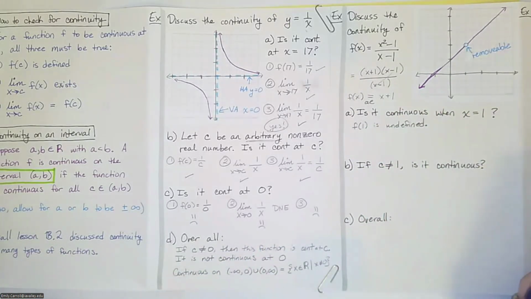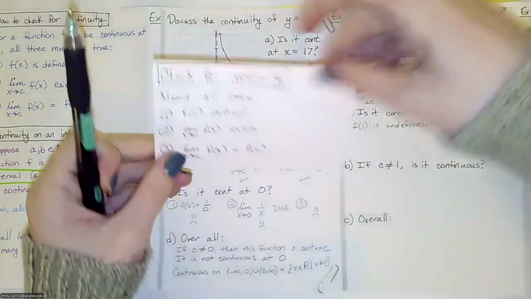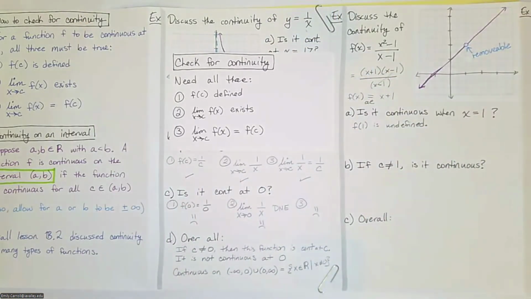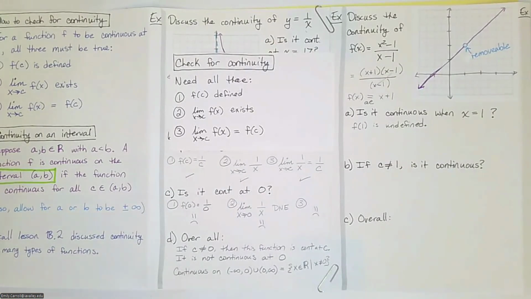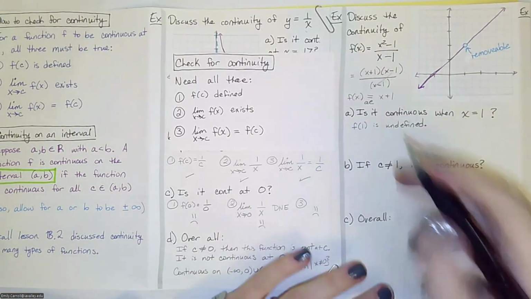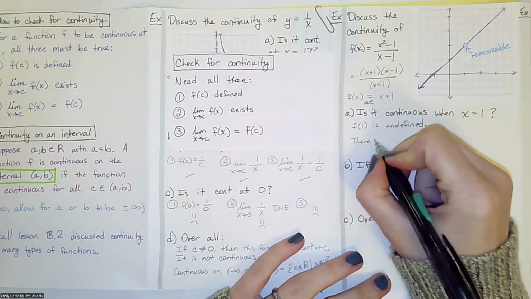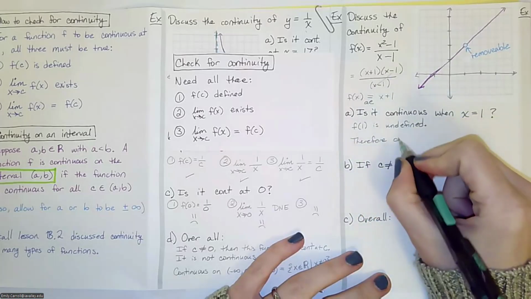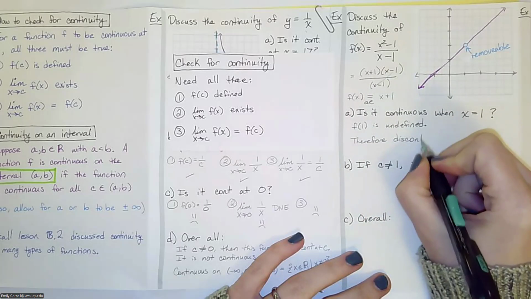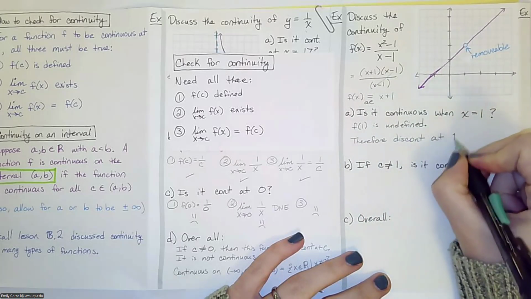Okay, so because we just broke one of the three checks, and I had an index card, here we go. Because we broke just one of the three checks that we need, we can say it is discontinuous. Therefore, discontinuous at 1.